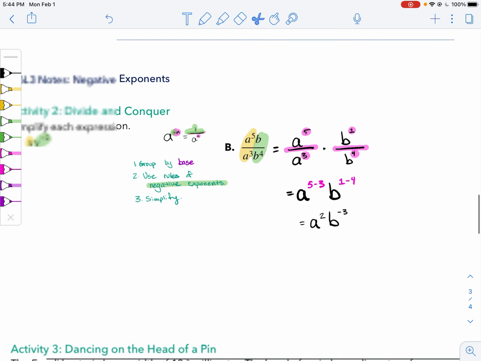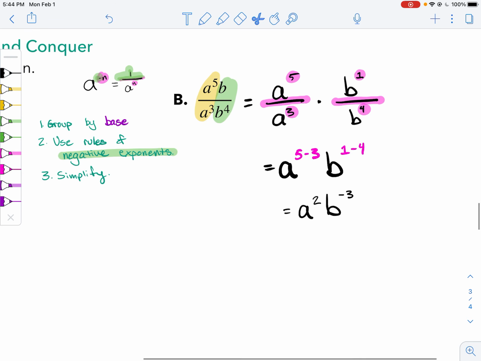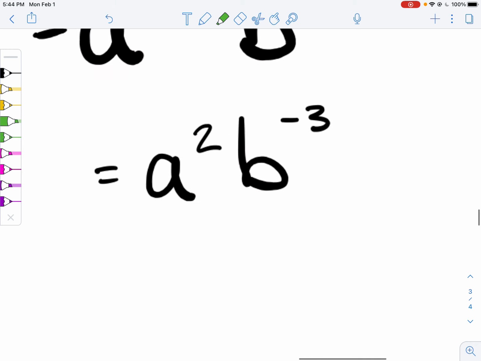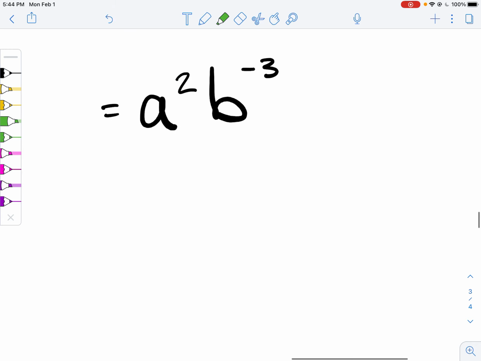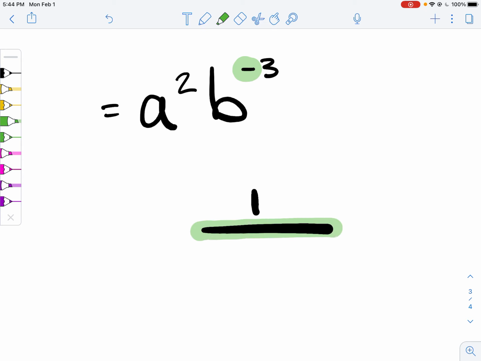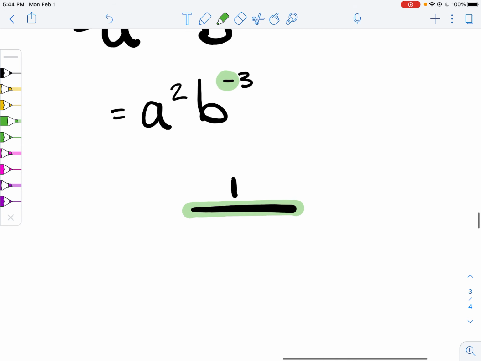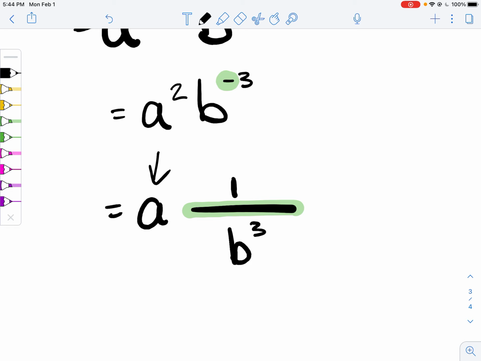Oh, but we are not done. We have a negative exponent. Shooties magooties. Remember, a negative exponent, you take that negative, and that's the same thing as saying 1 over whatever the thing is, because the negative becomes your fraction bar, and you take the rest, b cubed. A squared is going to stay the same, giving us a squared.